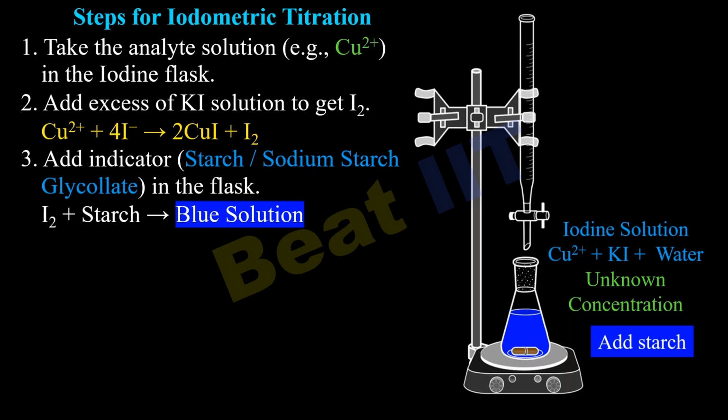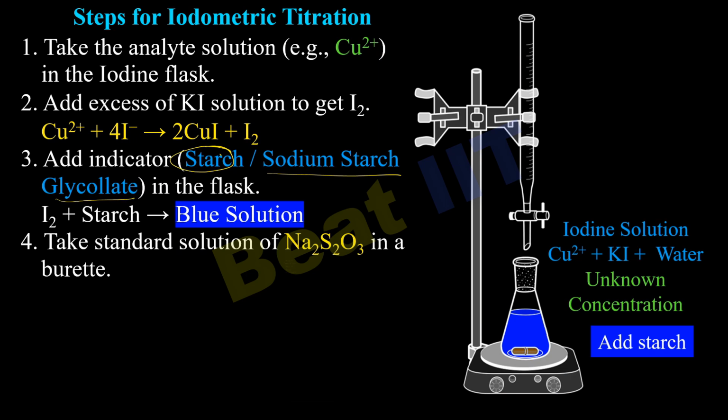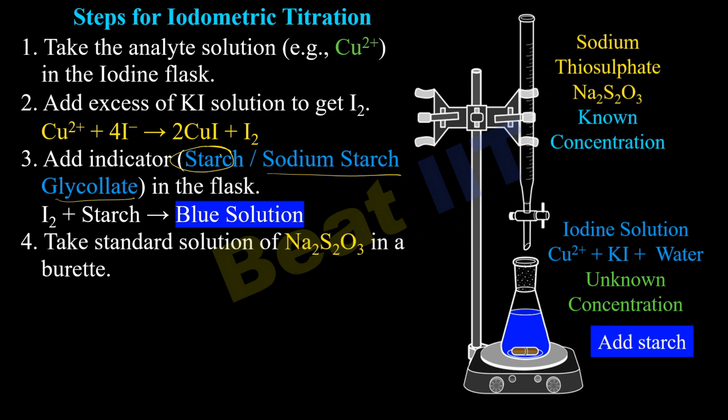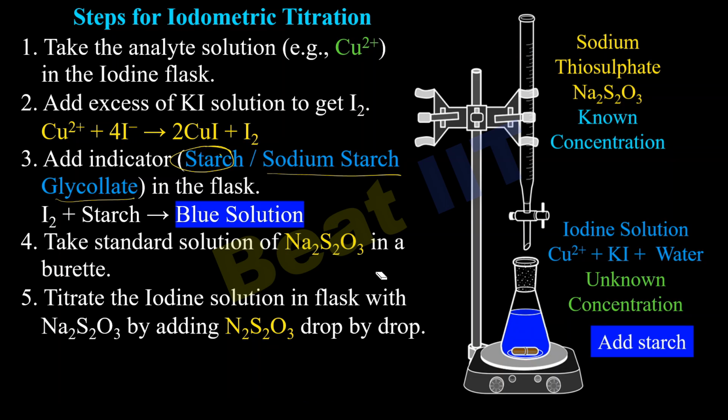Now we add the indicator, that is starch, simple starch, or sodium starch glycolate, which is a better indicator, and we get a blue solution. Now we take a standard solution of sodium thiosulfate in a burette. A standard solution means we know the concentration of this particular substance, sodium thiosulfate. Now we titrate the iodine solution in the flask with sodium thiosulfate by adding sodium thiosulfate drop by drop.